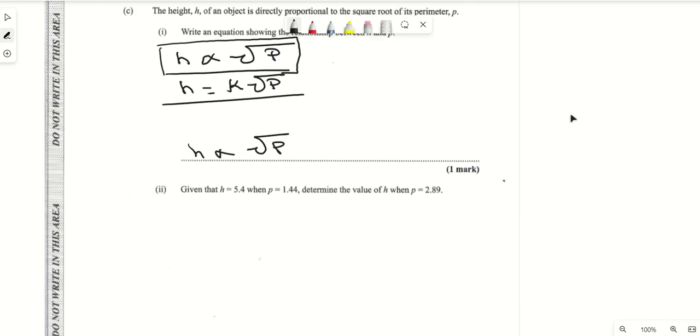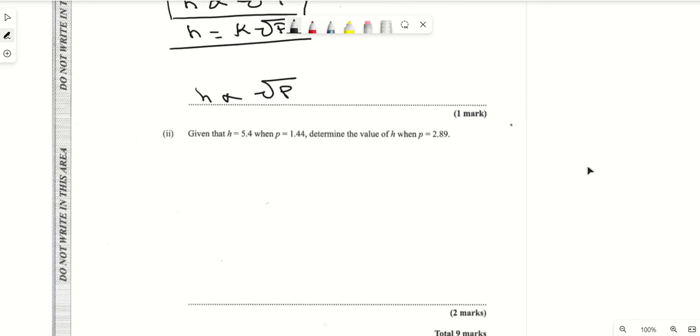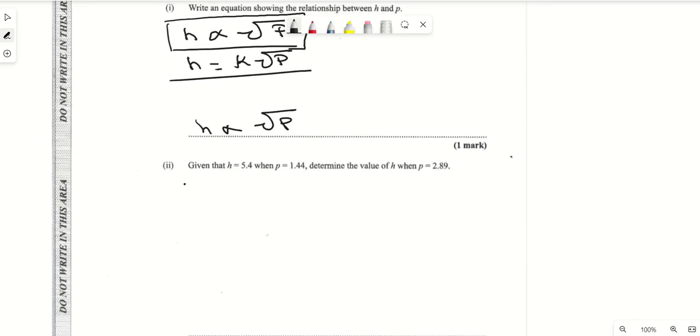Now, let's go to the second part. Given that h is 5.4 and p is equal to 1.44. Determine, now, if we're using this equation, h is equal to k, the square root of p, we don't know what k is equal to, right? So k is the unknown. We're using h is equal to k by the square root of p, right? It said determine the value of h where p is 2.89.